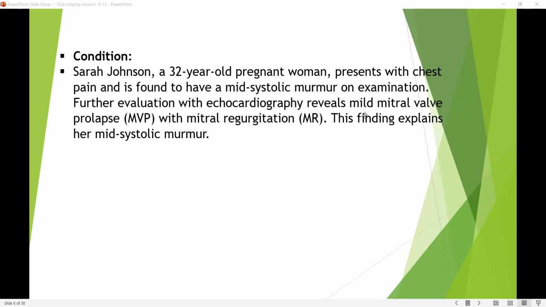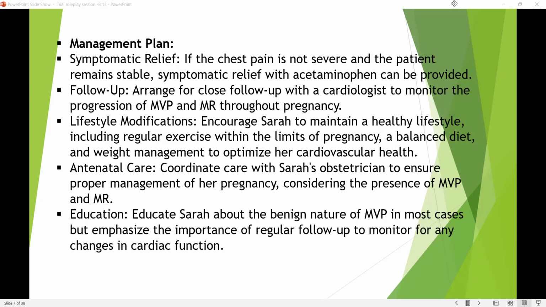And as I said, this patient has a condition we call mild mitral valve prolapse with regurgitation. And these findings actually explain her mid-systolic murmur. So the management plan, you can explain by drawing a picture. During your 8 minutes, when you start explaining to your patient, my suggestion would be to try to draw a picture. That would be easy for you and your patient as well.